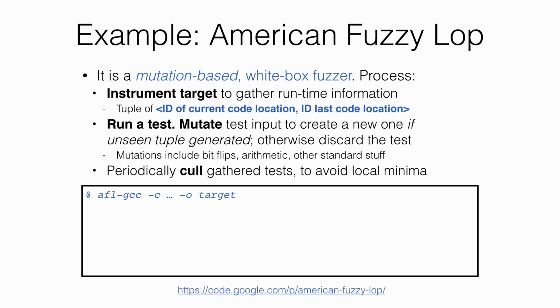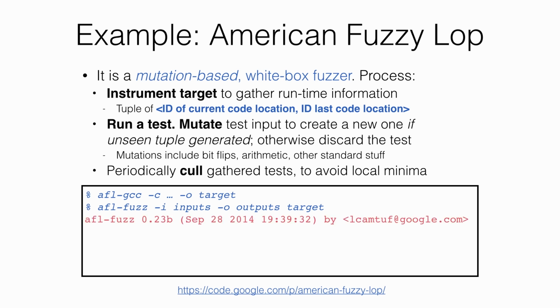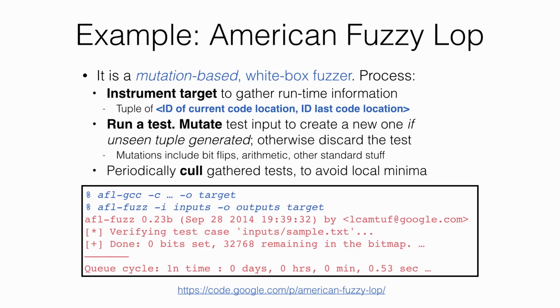We can start by running AFL GCC. This is meant to be a drop-in replacement for the GCC C compiler. AFL GCC will instrument the target and pass it along to GCC for compilation. Using the instrumented target program, we call AFL Fuzz, and this starts the process of fuzz testing. This will run for a long time and produce diagnostics as it discovers failing tests.